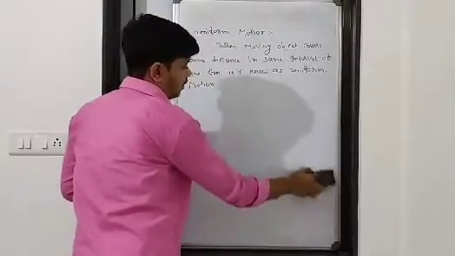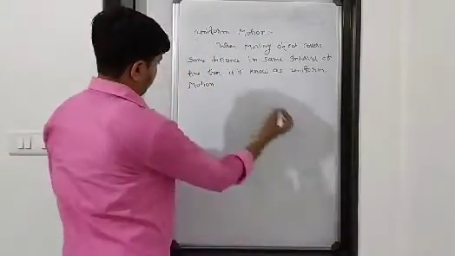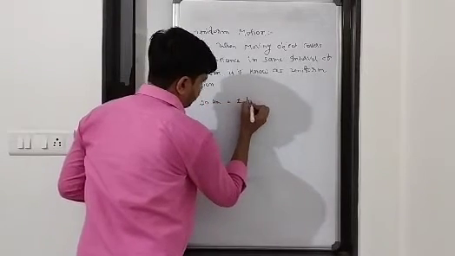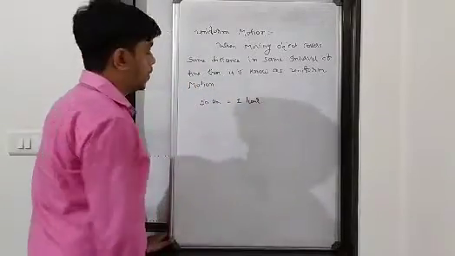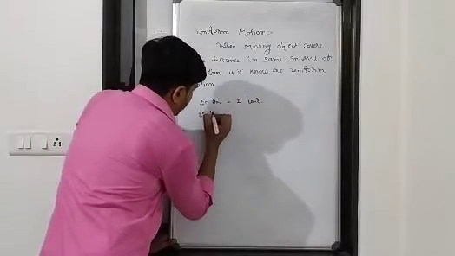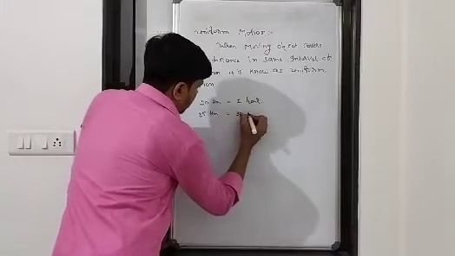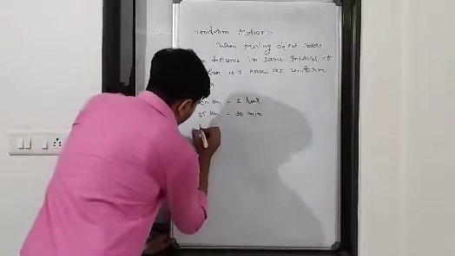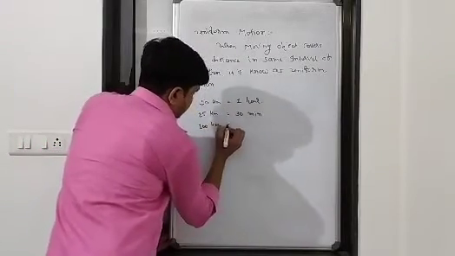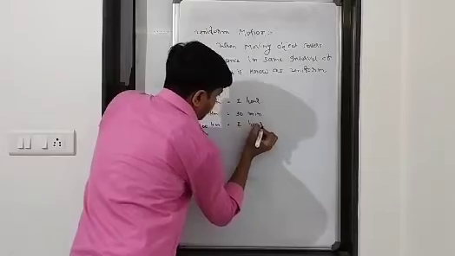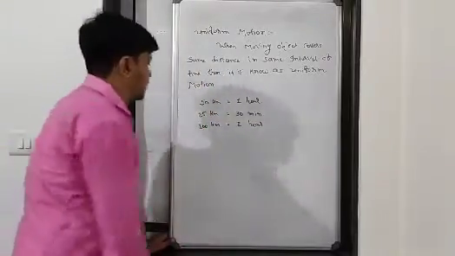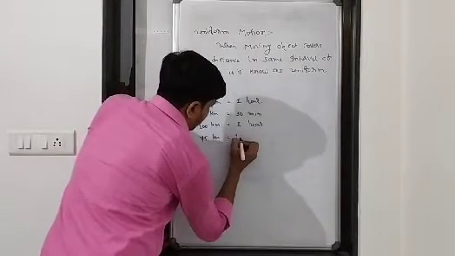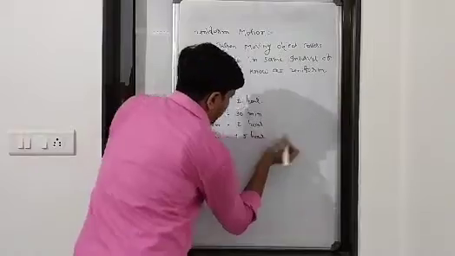If I am giving another example for that, 50 km is covered in 1 hour. Now, 25 km is covered in 30 minutes. 100 kilometers is covered in 2 hours. And 75 kilometers is covered in 1.5 hours.